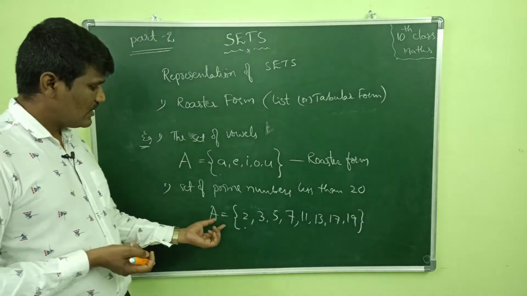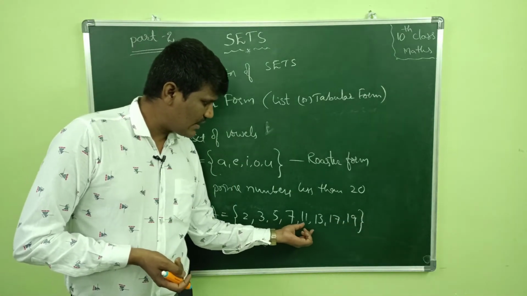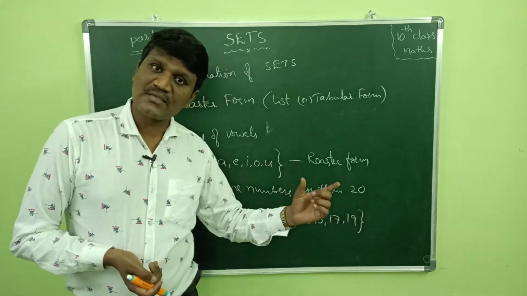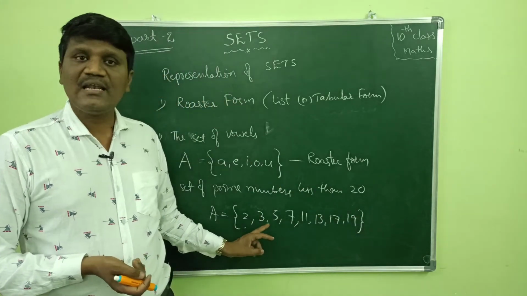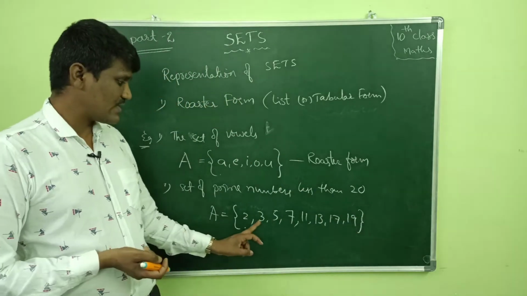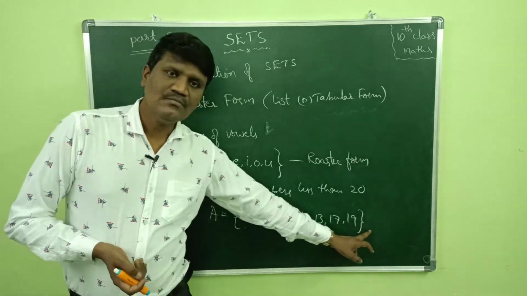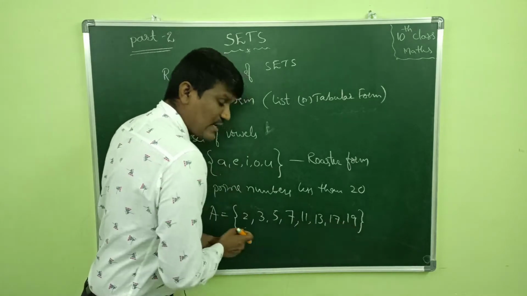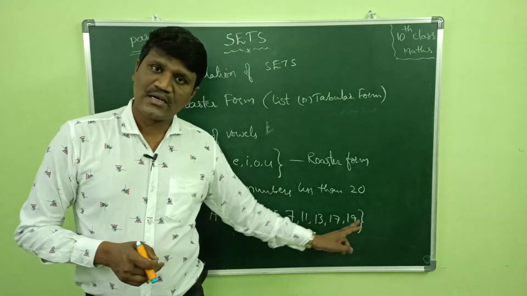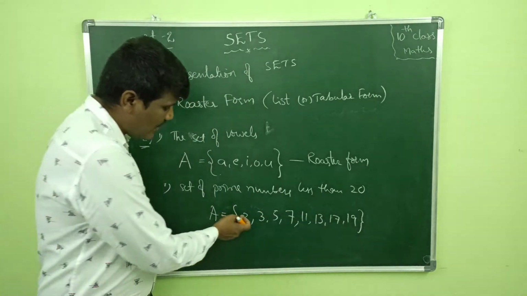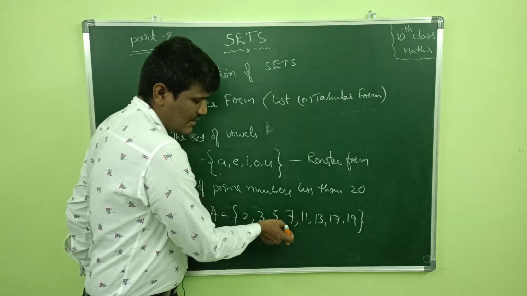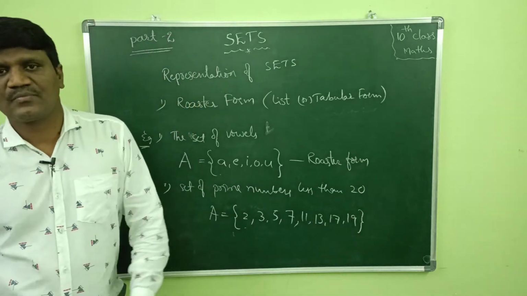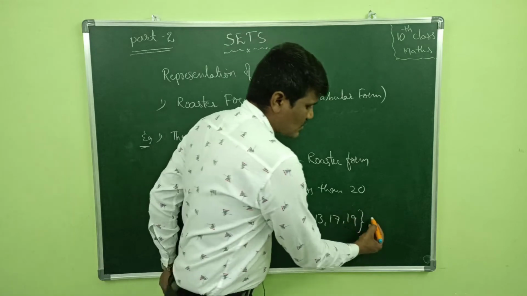So these are all the prime numbers less than 20, and we call these the elements of the set. We have written the elements of the set in curly brackets, and we have separated each and every element by a comma. This is roster form.